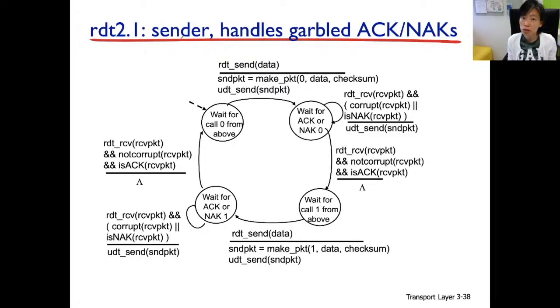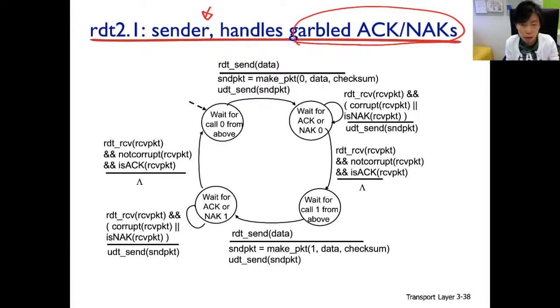Now, judging from the description, it sounded somewhat easy, not that complicated. But if we look at the finite state machine, it looks somewhat complicated. And you know what? This is only the sender side of the FSM. We have not yet looked at the receiver side, all right? So this is the sender side of RDT 2.1, which is the version of reliable data transfer that handles corrupted ACK-NACKs coming back from the receiver.